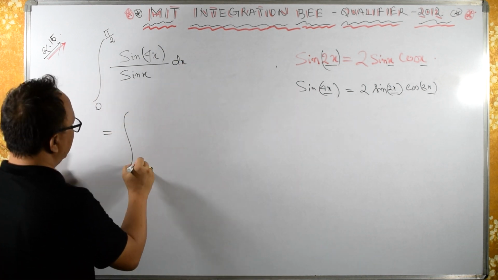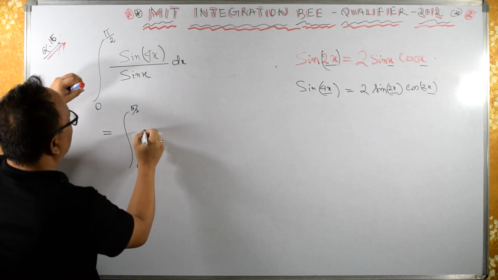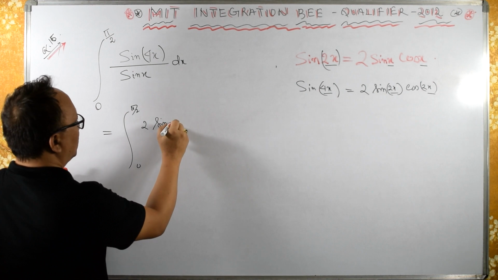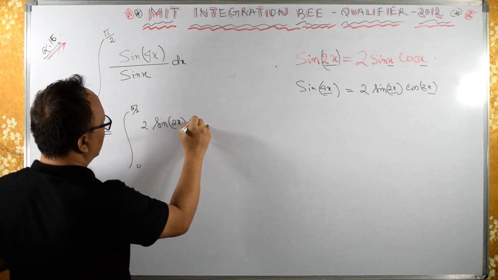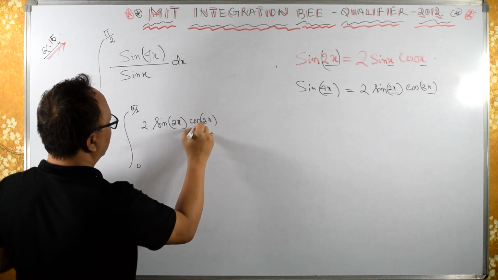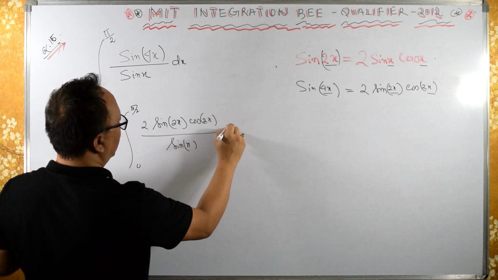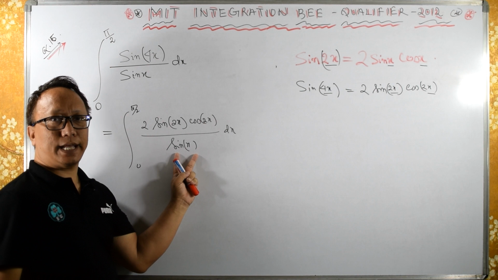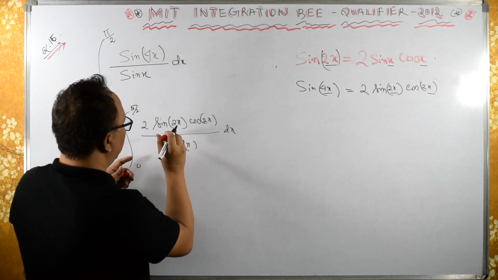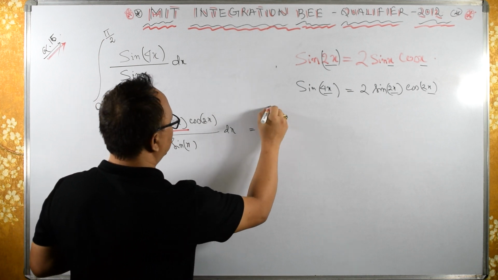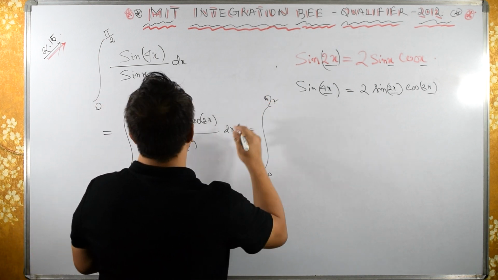Here the limits are 0 to pi by 2. Here twice sine of 2x cos of 2x upon sine x. Now I am still having sine x here. So now let's decrease this sine 2x once more. So this is the same as the integral from 0 to pi by 2.